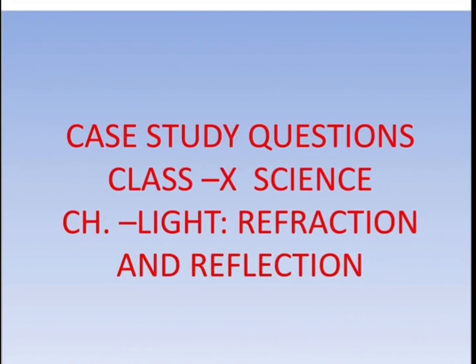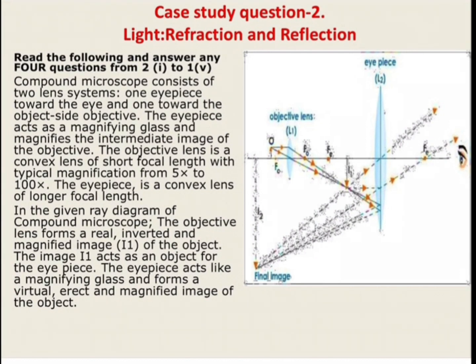In this video we will discuss case study question number 2 from chapter Light, Refraction and Reflection. Case study question 2. Compound microscope consists of two lens systems, one eyepiece towards the eye and one towards the object side, which is known as objective lens. The eyepiece acts as a magnifying glass and magnifies the intermediate image of the objective.